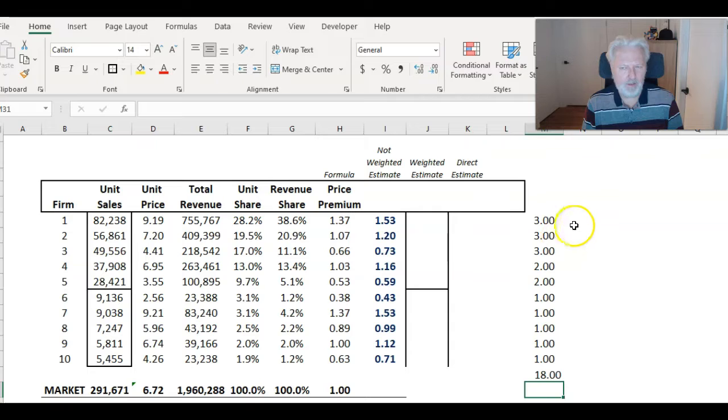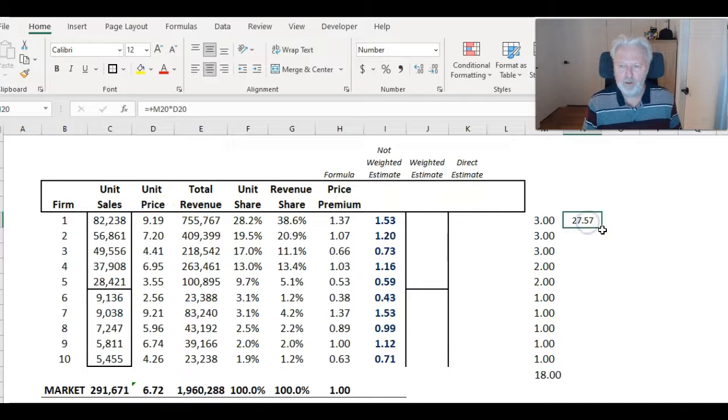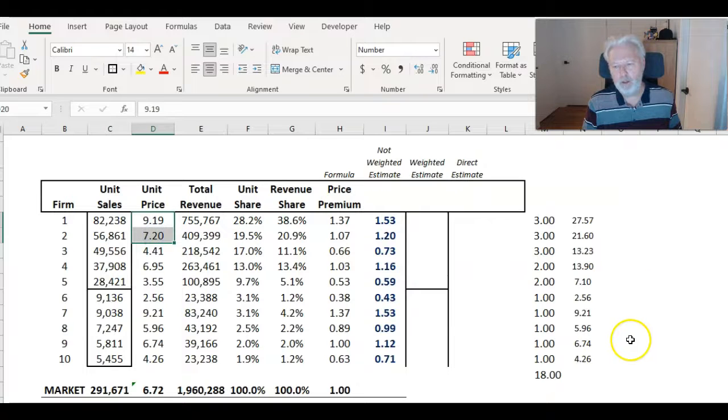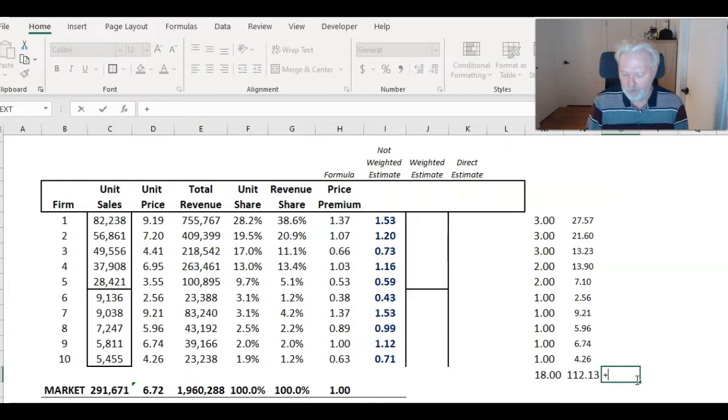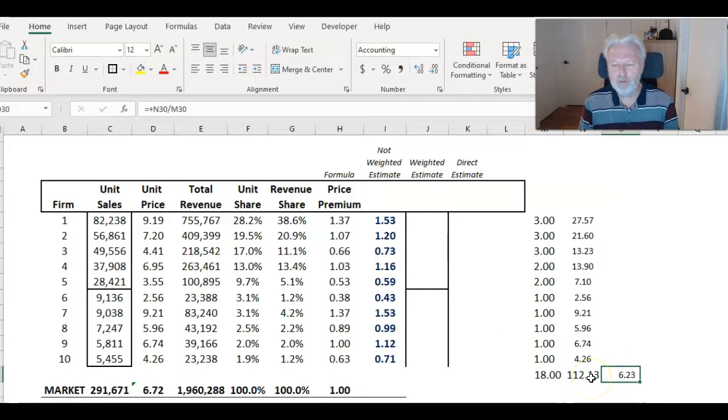Okay, so I'm going to have 18 hypothetical firms. So what I'm going to do is multiply that number by 3. I'm going to multiply these all out. So I'm going to have 3 lots of these players, 2 lots of these players, and 1 lot of these players, because they dominate the market industry. So that is going to give me $112. I've added all up, and I'm going to divide that by 18. That's going to give me an average price of $6.23. So I'm now going to use that.